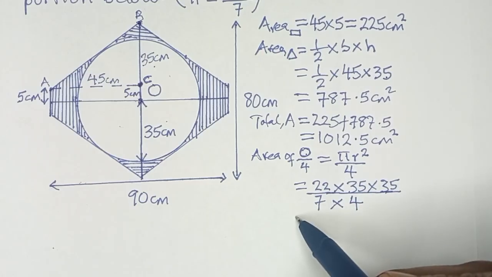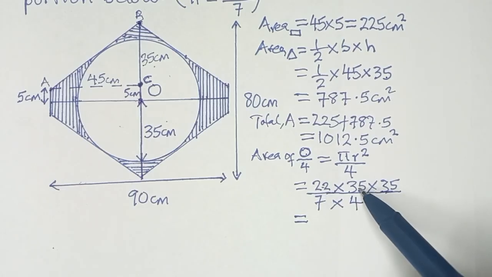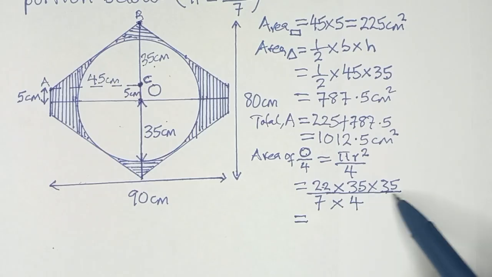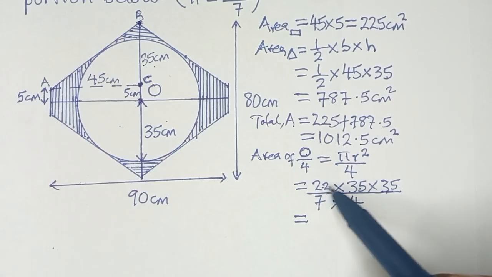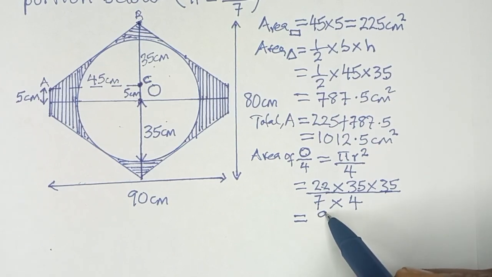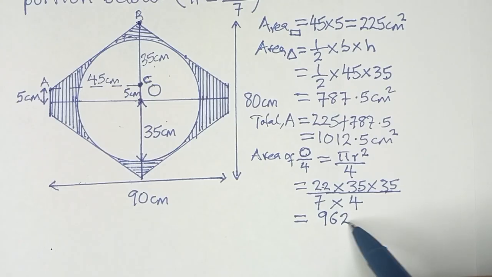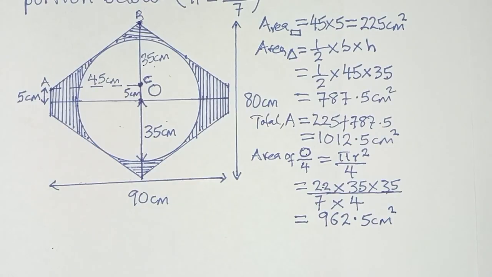And then this will give me the area of the quarter circle, by the time I multiply 35 by 35 and then divide by 28. Don't forget 7 times 4 is 28. So I'm going to multiply the whole of this and divide by 28. And that will give me the area of the quarter circle as 962.5 centimeters square. So that is the area of the quarter circle.